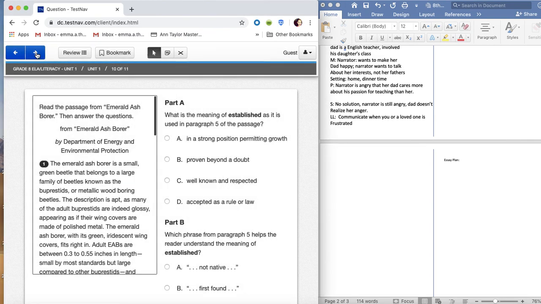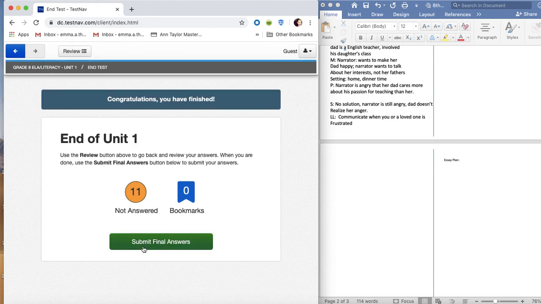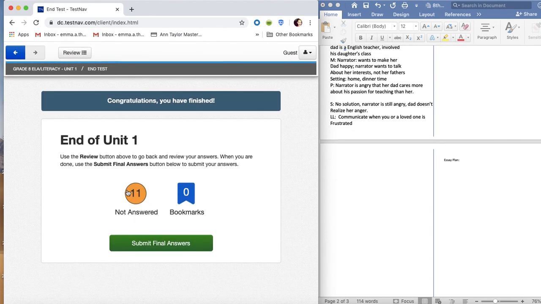And then that's it, guys. You've gone through the entire PARCC assessment. You'll see a screen that looks like this. You always want to make sure, like, don't ignore this right here. You always want to make sure it says all of your questions are answered before you click the Submit Your Final Answers button.